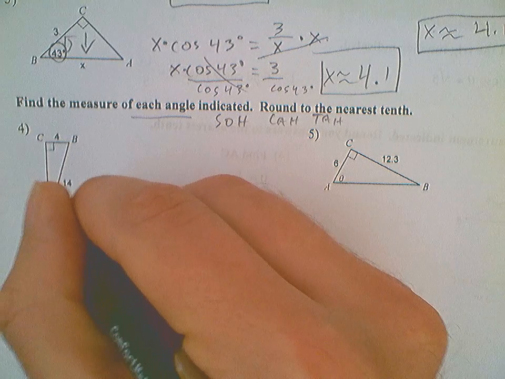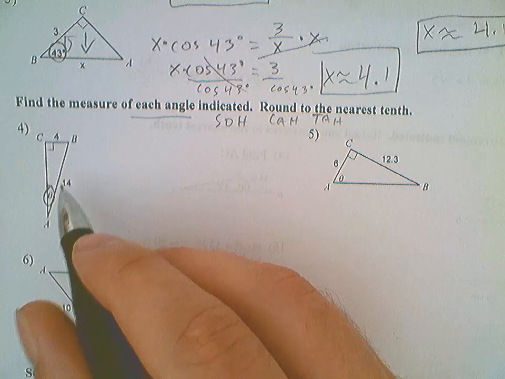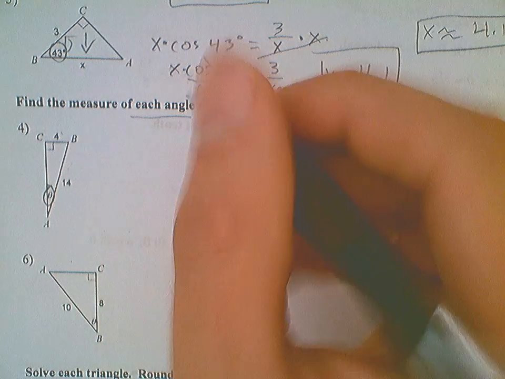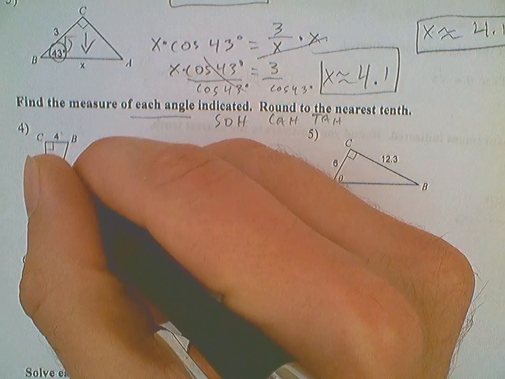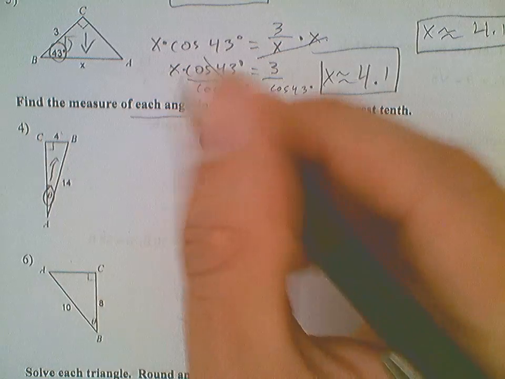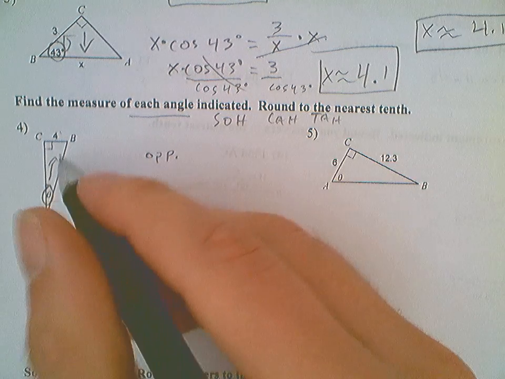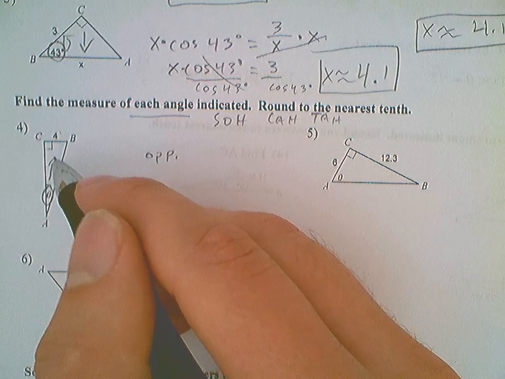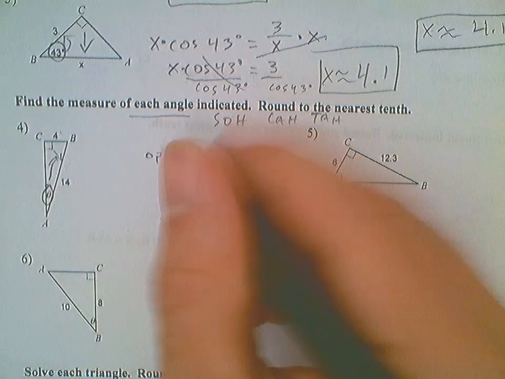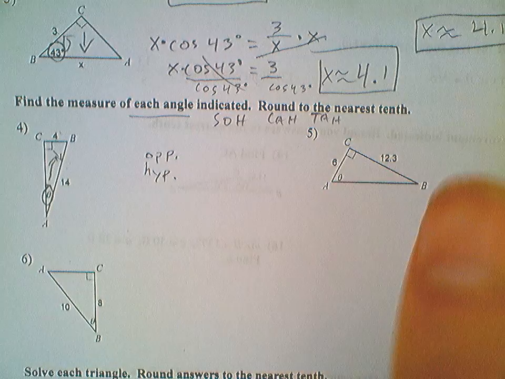So we're asked to find this angle. It's labeled theta. And we are given these two sides, 4 and 14. I do notice that 4 is directly opposite the angle theta. And I also notice that the other side, 14, is the hypotenuse since it's across from the right angle. So opposite and hypotenuse is what we've got in this problem.